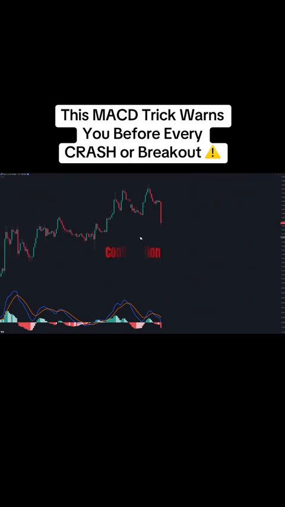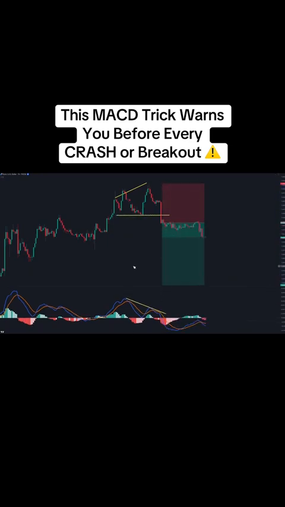Now let's talk about confirmation, because divergence by itself is just a signal, not an entry. Once you spot divergence, wait for price confirmation. For bearish setups, when price makes a higher high but MACD shows a lower high, wait for a break below the recent swing low. That's your entry trigger. Place your stop loss above the last high.